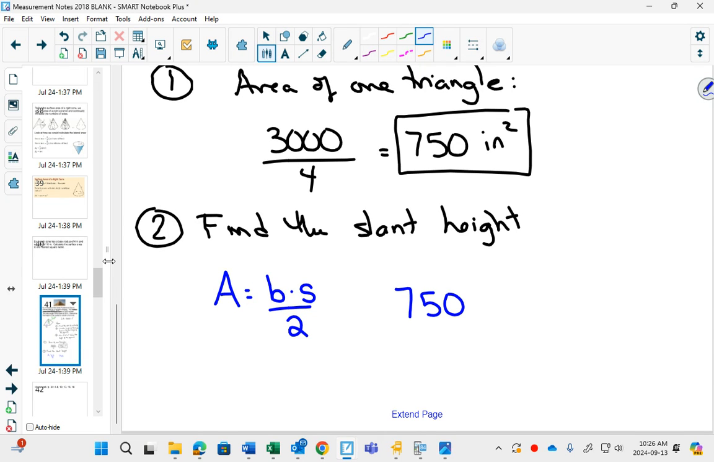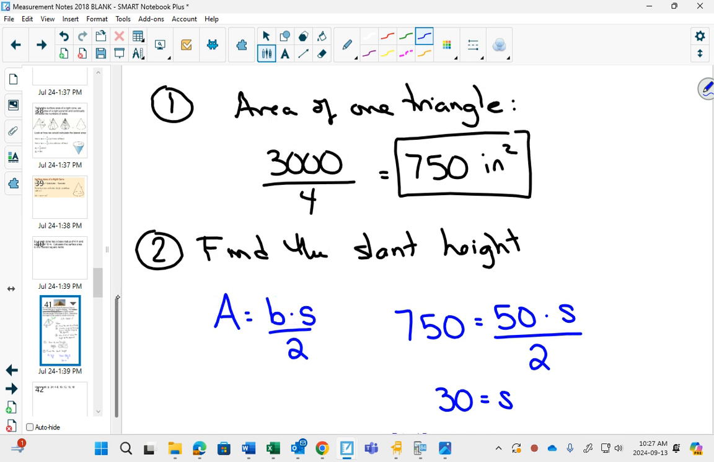I can plug that in for area. I know that the base is 50. I want to find the slant height, and it's divided by 2. So I go to my calculator. 50 divided by 2 is 25. 750 divided by 25 is 30. So I've now determined that my slant height is 30.